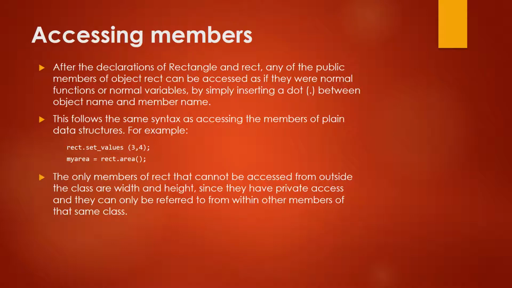As I mentioned before, if you want to get at the members, whether it's a function member or a data member, you're going to use the dot operator. The dot operator lets you access any public members of that class. So in this case, you have an object called rect. You can access two public members of that class. You can access set values, and you can access the area function. Both of those are functions. Those are the only members I can access because those are the only public members. I can't access width and height because they're private.